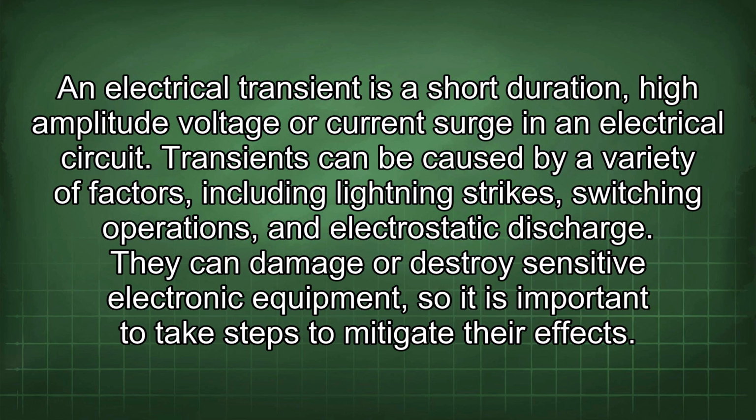An electrical transient is a short-duration, high-amplitude voltage or current surge in an electrical circuit. Transients can be caused by a variety of factors, including lightning strikes, switching operations, and electrostatic discharge. They can damage or destroy sensitive electronic equipment, so it is important to take steps to mitigate their effects.